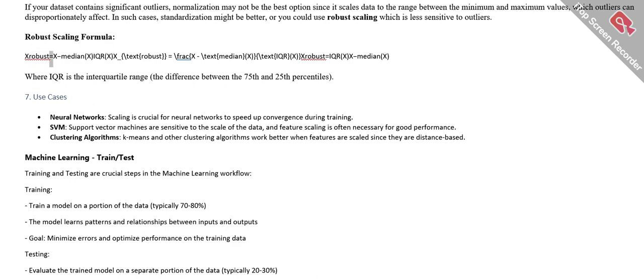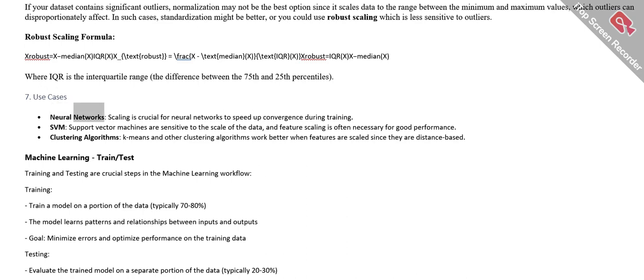Robust scaling formula: x_robust = (x - median(x)) / IQR(x), where IQR is the interquartile range, the difference between the 75th and 25th percentiles.